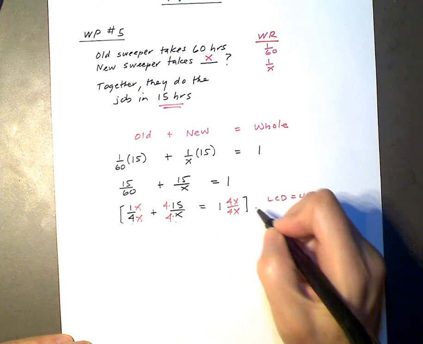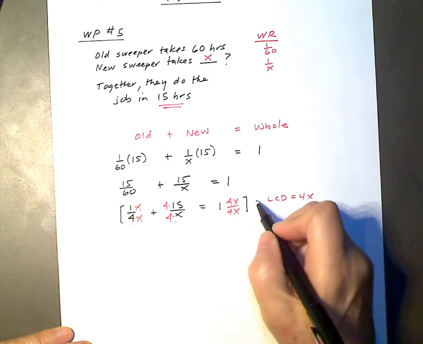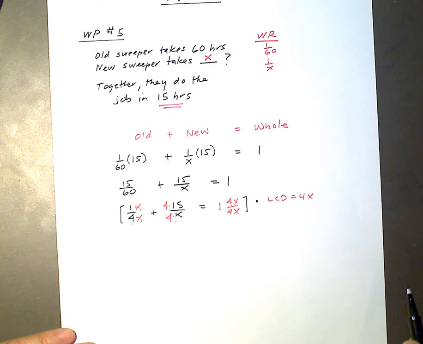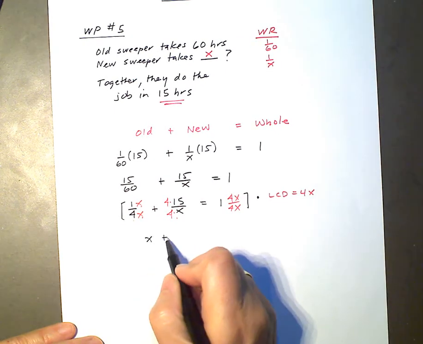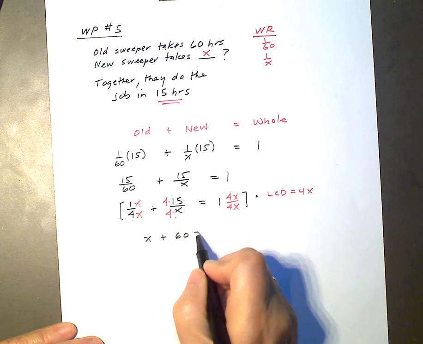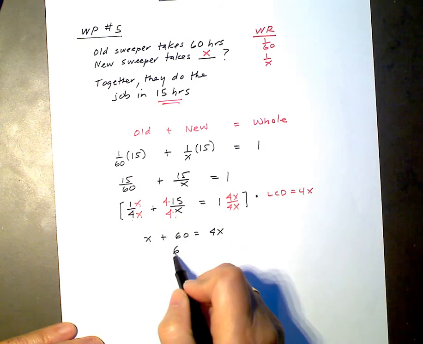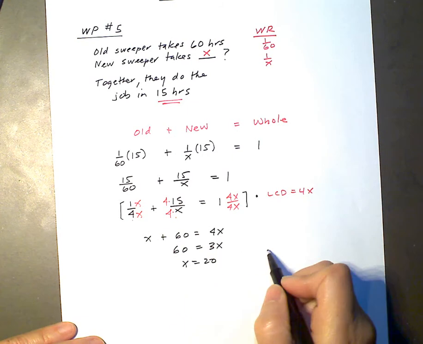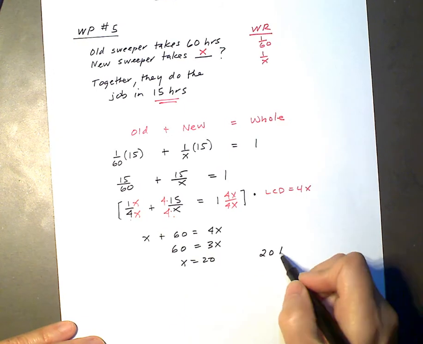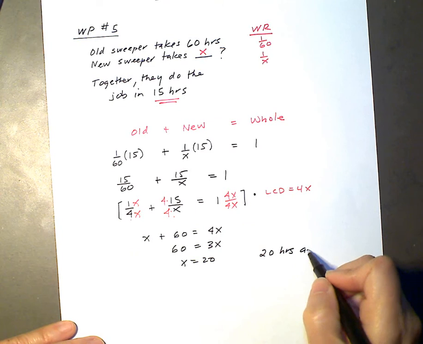I can clear that fraction, multiply everything by the lowest common denominator of 4x, and I'll get the numerator: x plus 4 times 15 is 60 equals 4x. So 60 is 3x, and x is 20. So the answer is it takes the new sweeper 20 hours alone.